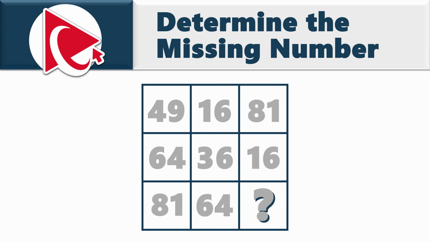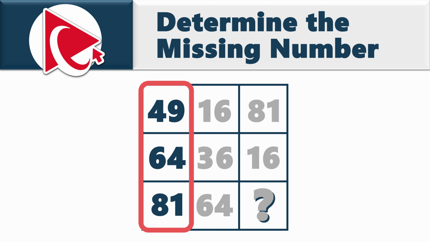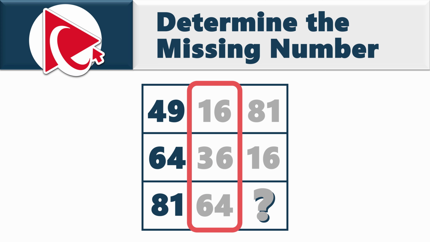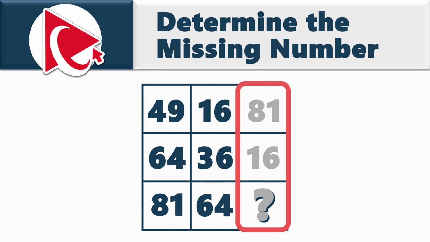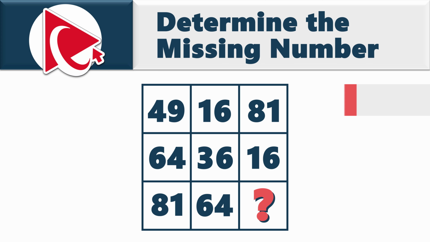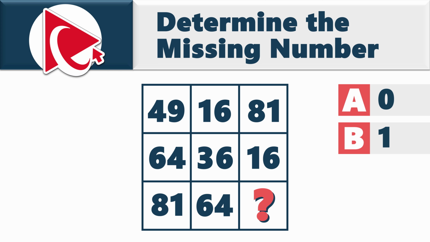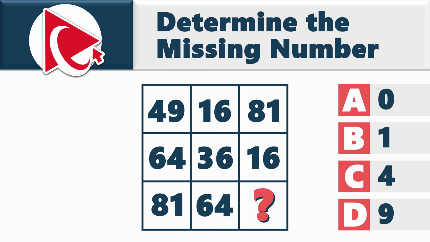Here, you're presented with the 3x3 matrix. Matrix has numbers inside. Starting from the left column, the numbers are 49, 64, and 81. In the middle column, the numbers are 16, 36, and 64. And in the right column, the numbers are 81, 16, and then comes the missing number, which you need to calculate and select out of 4 possible choices. Choice A, 0. Choice B, 1. Choice C, 4. And last but not least, choice D, 9.